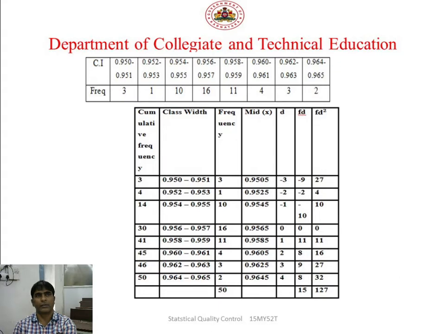3 into minus 3 square. Minus 3 square is 9. 3 into 9 is 27. 1 into 2 square, 4. 1 into 4 is 4. 10 into 1 square is 10. 16 into 0, 0. 11 into 1 square, 11. 4 into 2 square. 2 square is 4. 4 into 4 is 16. So on, you will get the total values.